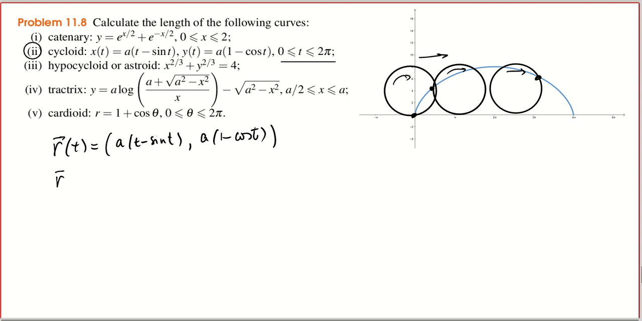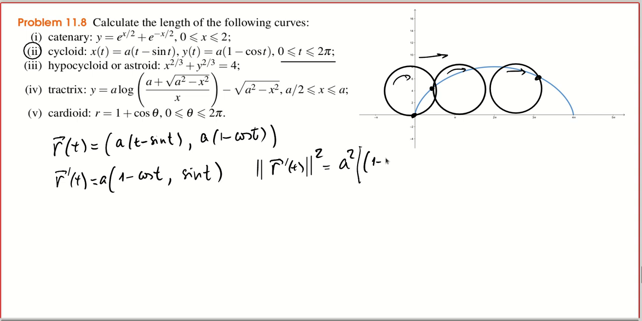Okay, we need to calculate the derivative. The derivative of this is, well, a is a constant, so we can take it out. So the derivative of this is 1 minus the cosine, and the derivative of that is the sine. So if we calculate the length of this, the length squared is equal to a squared times the square of this, 1 minus cosine t squared, plus the square of this, sine squared of t.